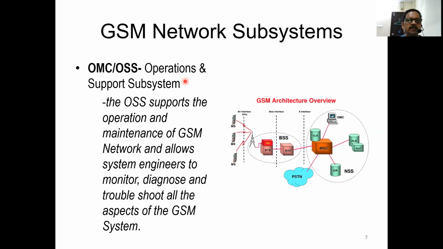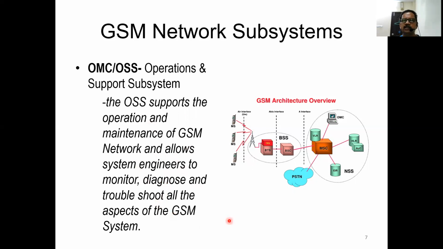Now we will see about the OMC, or OSS, that is Operation and Maintenance Center or Operation and Support Subsystem. So this is about this one. The OSS supports the operation and maintenance of the GSM network and allows system engineers to monitor, diagnose, and troubleshoot all the aspects of the GSM system.